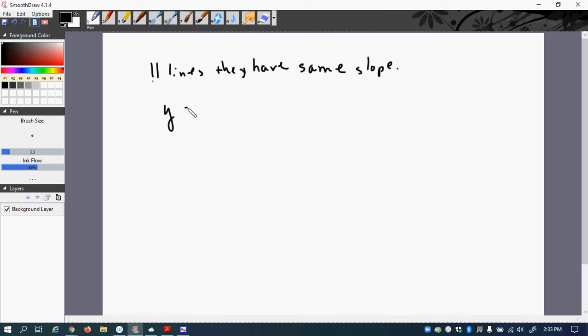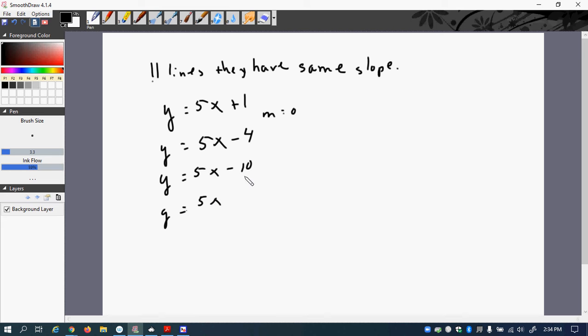So y equal to 5x plus 1 and y equal to 5x minus 4. Both of these are parallel lines to each other because they have the same slope. They're both the slope of 5. So I could come up with infinitely many equations that will have the same slope, which means they'll all be parallel.